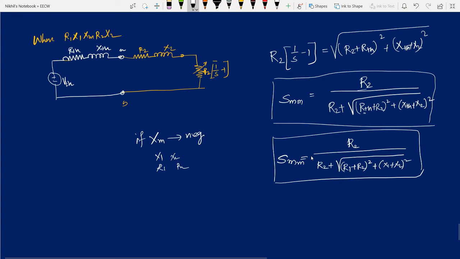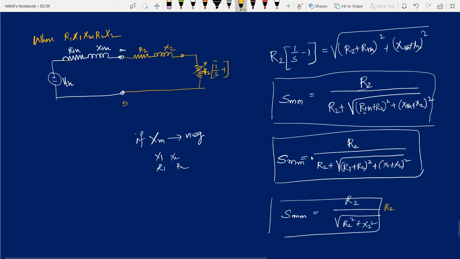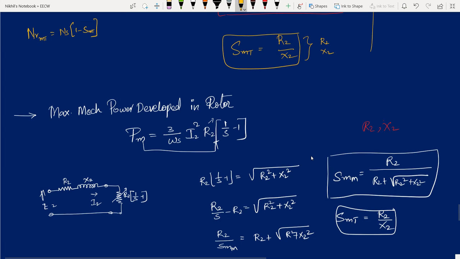Yes. So what were the corresponding values of slip at maximum mechanical power developed when only rotor parameters are considered? It was R2 by (R2 plus the square root of R2 square plus X2 square). This is when only rotor parameters R2 and X2 are considered, this is when all parameters R1, X1, R2, X2 except the magnetizing branch are considered, and this is when R1, X1, XM and R2, X2 are considered.